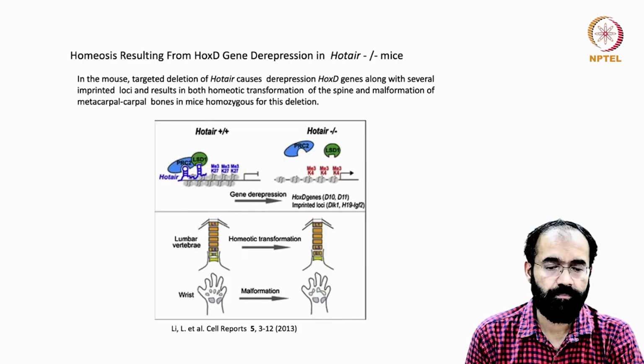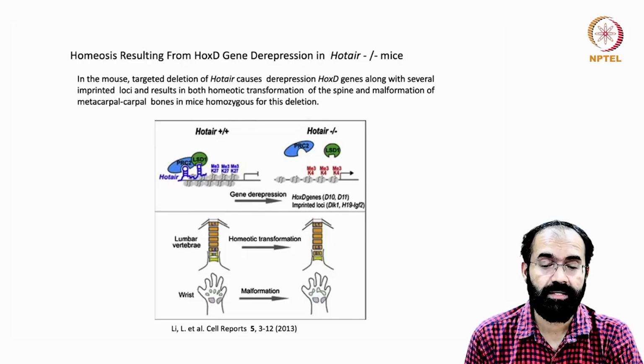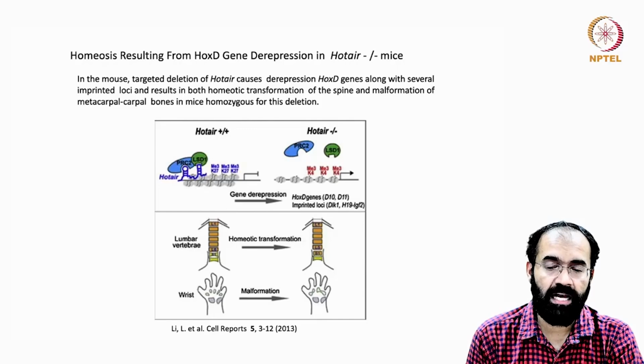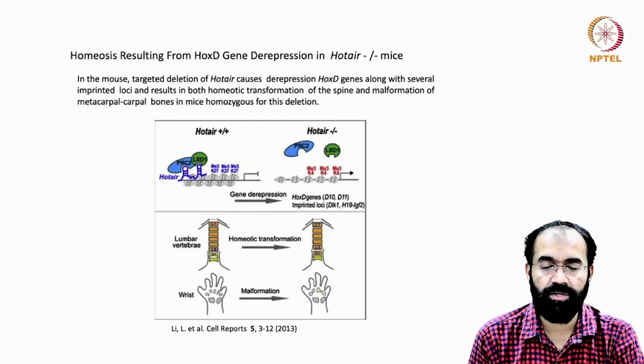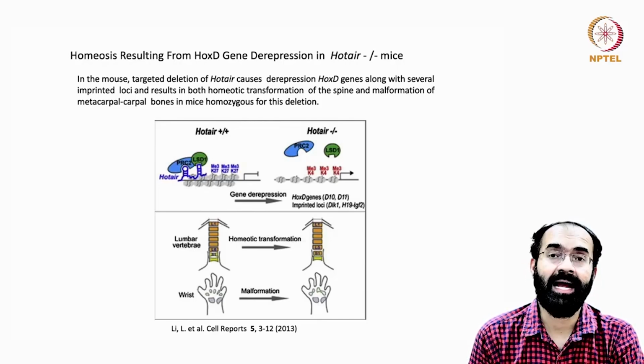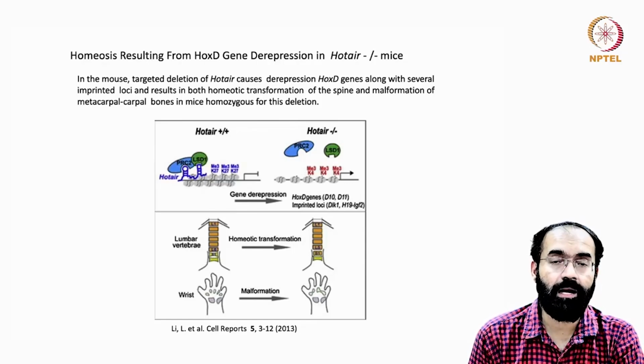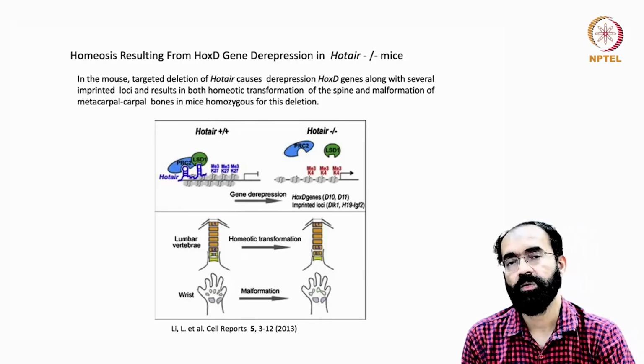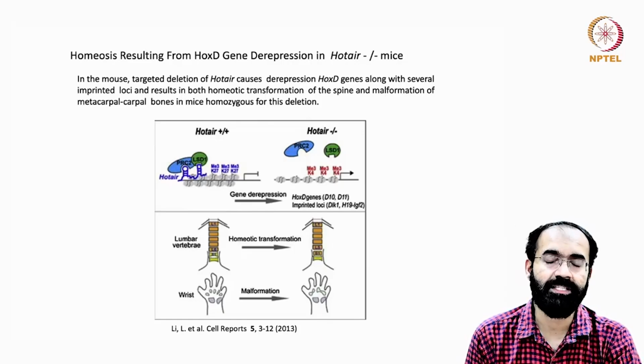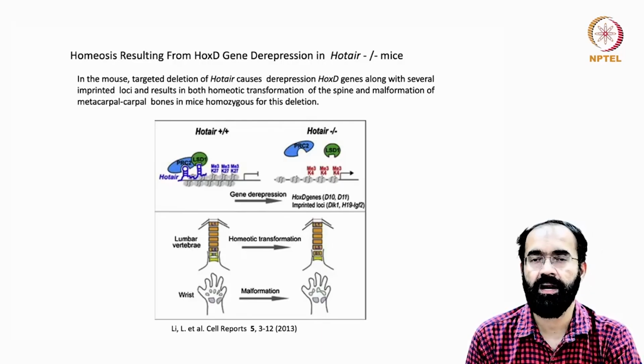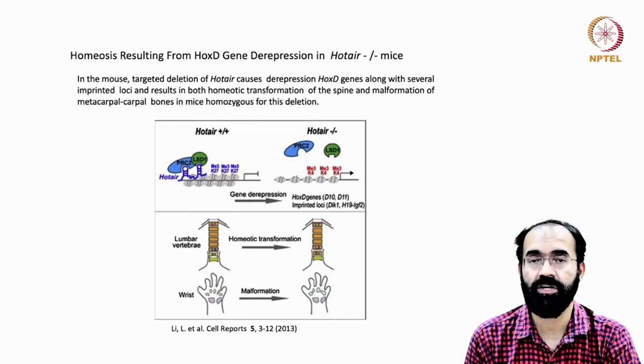In mice, targeted deletion of HOTAIR causes derepression of HOXD genes along with several imprinted loci and results in both homeotic transformation of the spine and malformation of metacarpal to carpal bones in mice homozygous for this deletion. If you create a targeted deletion, meaning you are not deleting from the entire animal, that is called conditional deletion. There are different tools you can use for doing this. I will not go into the detail, but for the time being, understand that this mechanism is called conditional deletion.